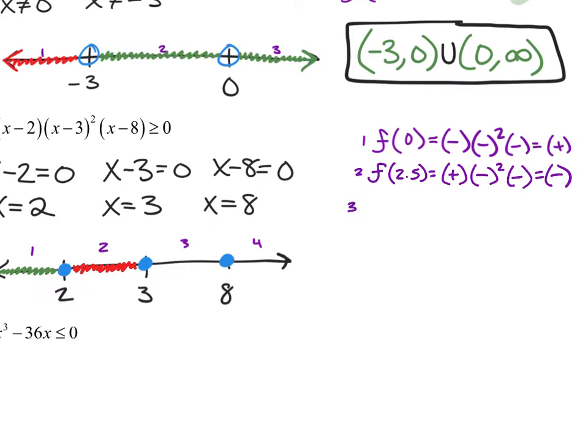What's a number in the third subinterval I can use? 5. That's a pretty easy number to use. Great. 5 minus 2, that's a positive number. 5 minus 3, that's still positive, but we're going to square it. And 5 minus 8, that's negative. We have a positive times a positive squared times a negative. Also negative. So that means I'm going to color it red.